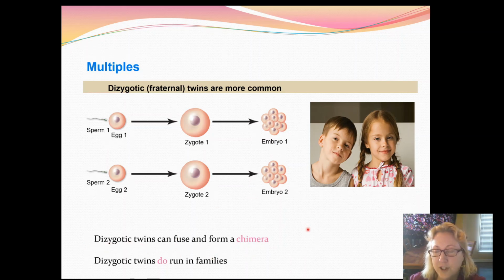So dizygotic twins, just like identical twins, sometimes don't separate completely and we get conjoined twins. Dizygotic twins can also fuse during early embryonic stages, and they will form one normal-looking baby who at birth looks like a completely normal singleton birth, but is in fact a mixture of cells from 2 different individuals. And we call these individuals chimeras. We have no idea how common this is, because the individuals who are chimeras are usually only discovered accidentally.